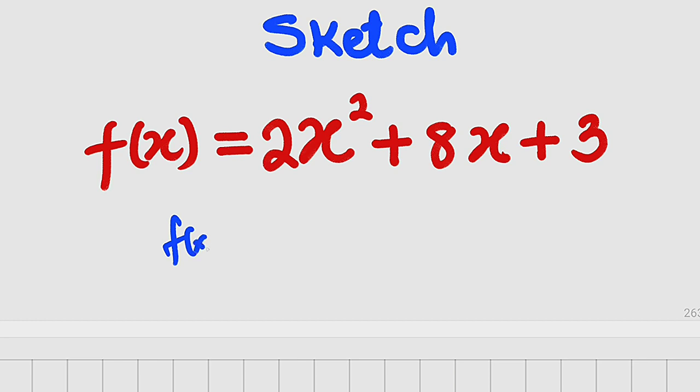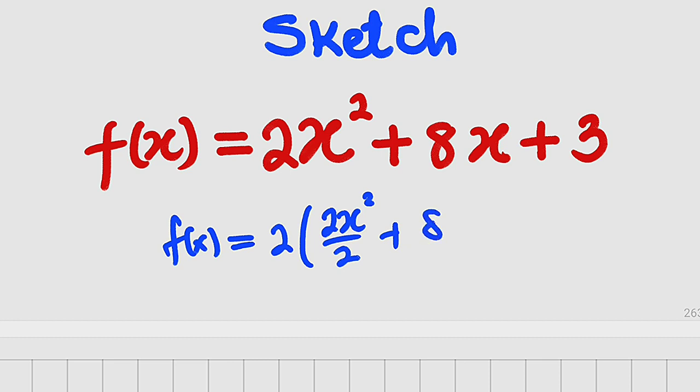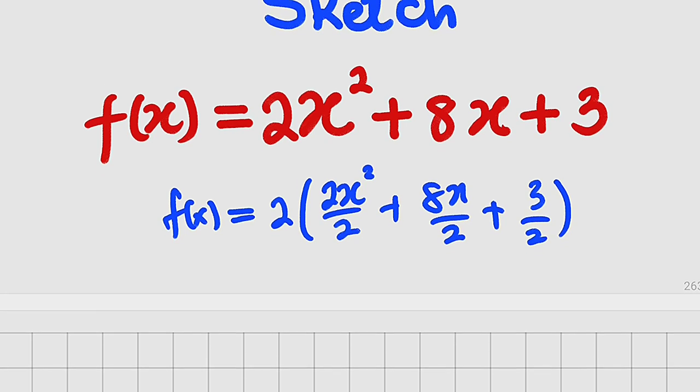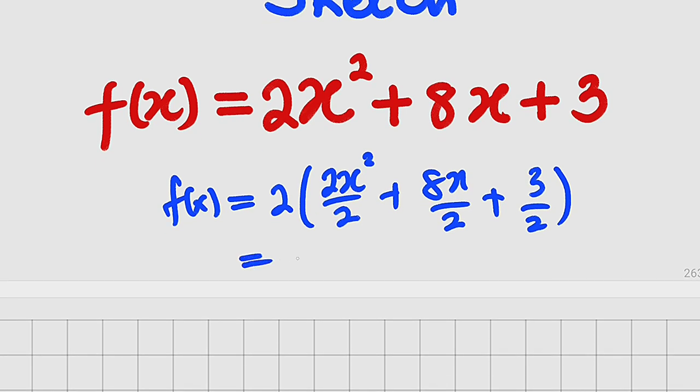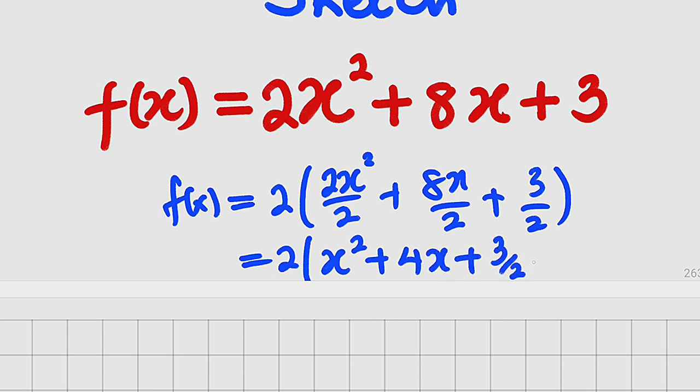So f of x is now equal to 2 outside, and you're going to divide every single term by 2. So we have 2x squared divided by 2 plus 8x divided by 2 plus 3 divided by 2. Let us rearrange it so that this becomes 2 multiplied by x squared plus 8x divided by 2 will give us 4x, and lastly we have 3 divided by 2.